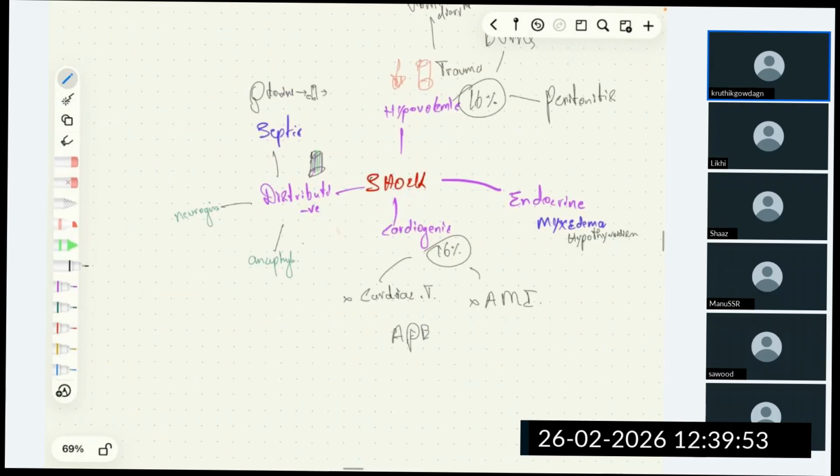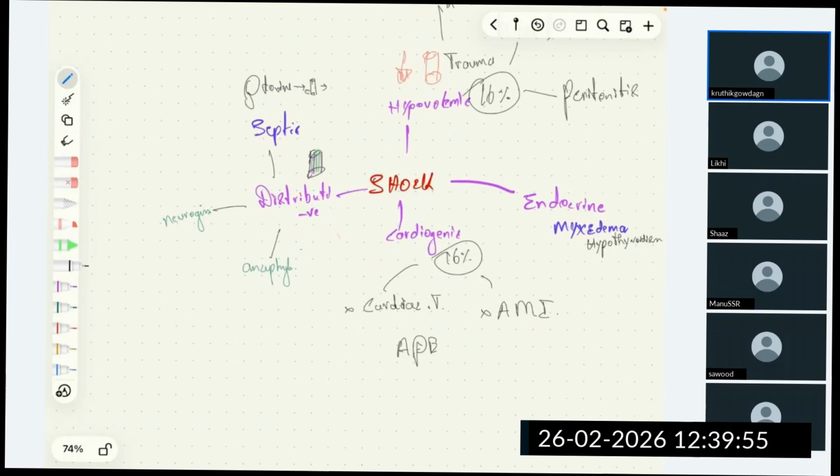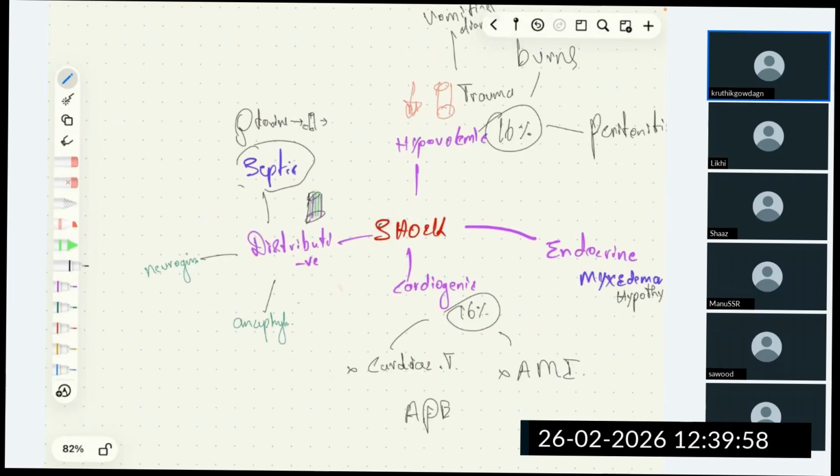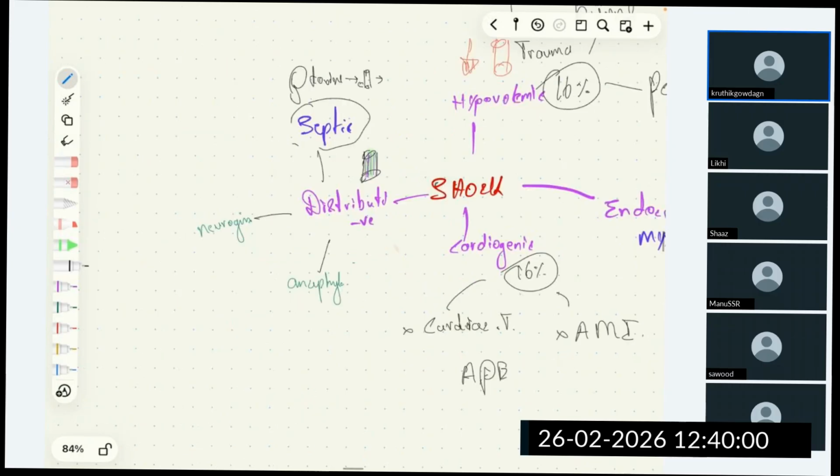And the distributive shock, as I mentioned, is due to septic shock, which we'll discuss in depth. And then we have neurogenic shock. Neurogenic shock is due to sudden anxious or painful stimulus causing severe splanchnic vessels vasodilation. Here, the patient either goes into cardiac arrest and dies, or recovers spontaneously. And the other cause is spinal cord injury.